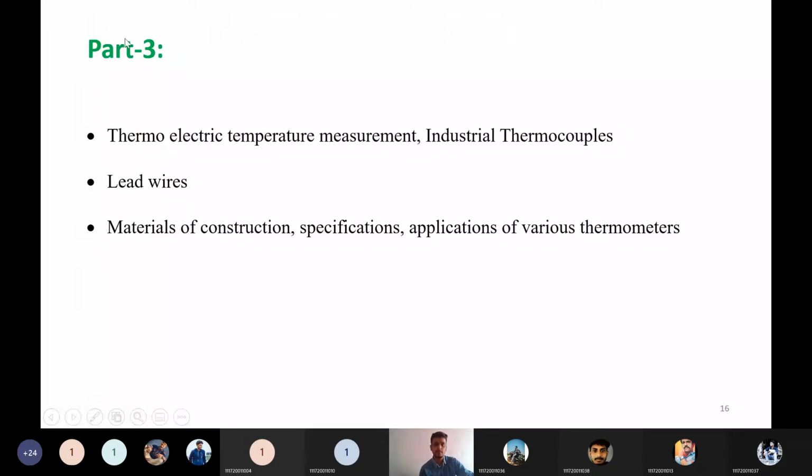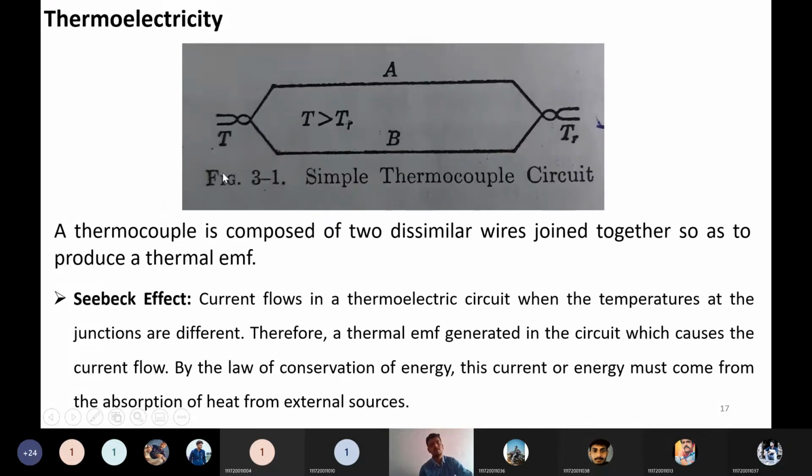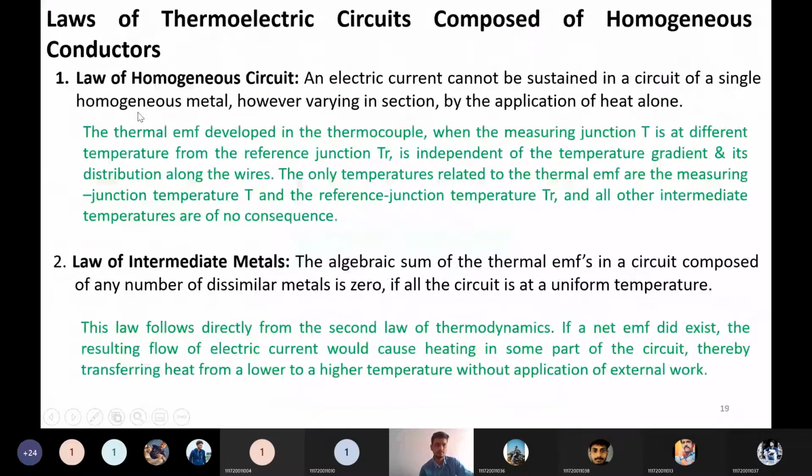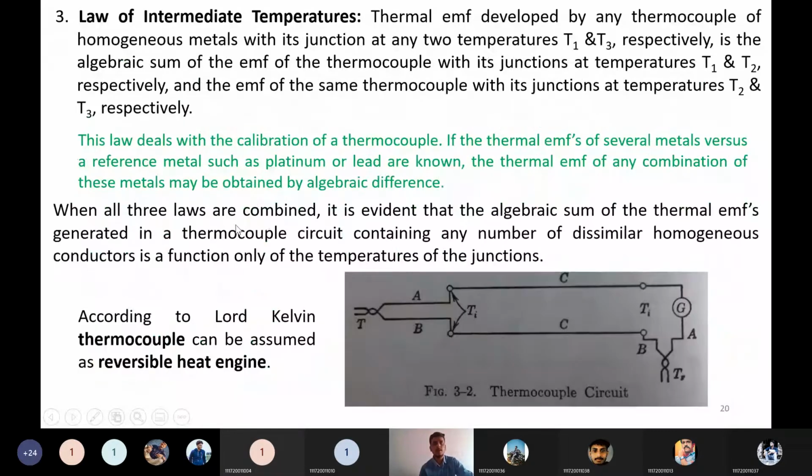And coming to part 3, yesterday we have covered so far this thermoelectric temperature measurement and some industrial thermocouples. In thermoelectric measurement, there are 3 types of effect: the Seebeck effect, then Peltier effect and then Thomson effect. Based on these 3 effects only, the thermocouple operates. Then laws of thermoelectric circuits, which are composed using homogeneous conductors. There are 3 laws. Using these laws only, we can join the thermocouple wires with other lead wires. That is the law of homogeneous circuit, the law of intermediate metals and the law of intermediate temperatures. So when all these laws are combined, we can properly construct the junctions of this thermocouple circuit.